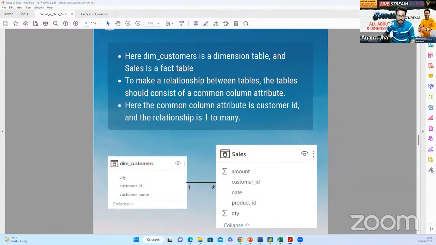So this is my dimension table, which I am hovering over, and this is my fact table, which I'm hovering over here. Okay? Clear? That's what I was trying to say.